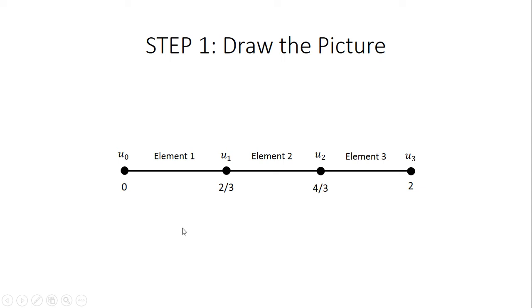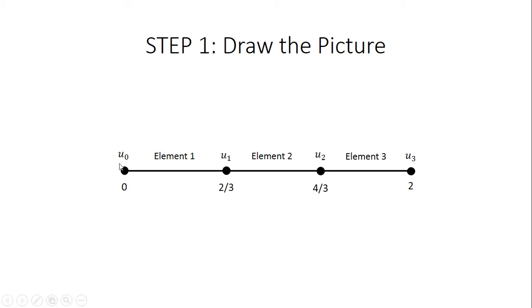We have 3 linear elements, which means that each element is only going to have 2 nodes. We're also told that x goes from 0 to 2, and that each element is spaced equally between 0 and 2. So element 1 goes from 0 to 2/3, element 2 goes from 2/3 to 4/3, and element 3 goes from 4/3 to 2.